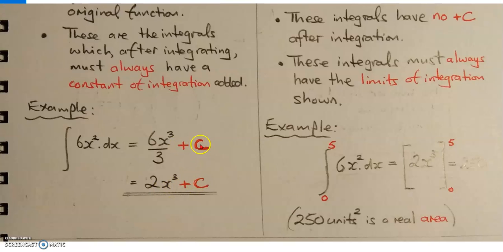The reason why we have to put this plus c is because we don't know if there is a pure number here. It could be 2x cubed plus 1, it could be 2x cubed plus a million. We don't know what that constant is. So when we integrate back to the original function, we have to have this plus c there, to say that there could be a constant that disappeared when we differentiated. That's the basis of indefinite integration.